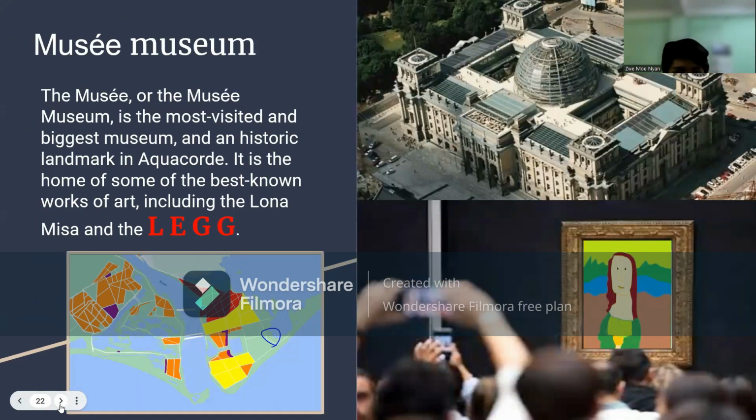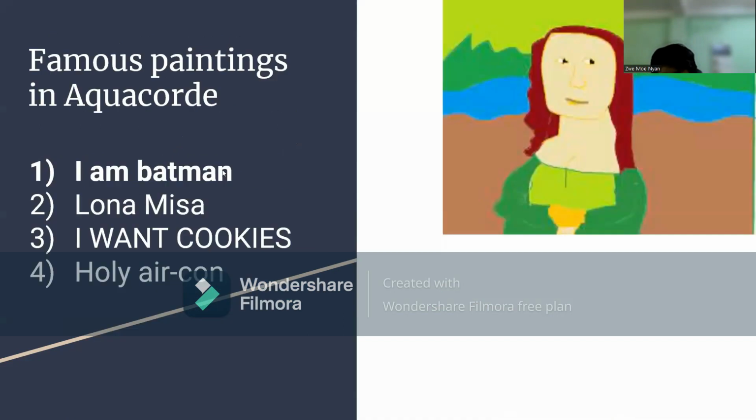So next is the museum. I don't know where it is. The museum is the most visited and biggest museum and historic landmark in Aquacourt. It is home to some of the best known works of art, including a Mona Lisa, which is literally just a disfigured Mona Lisa, and Leg, which is the weird combination of an egg and a leg.